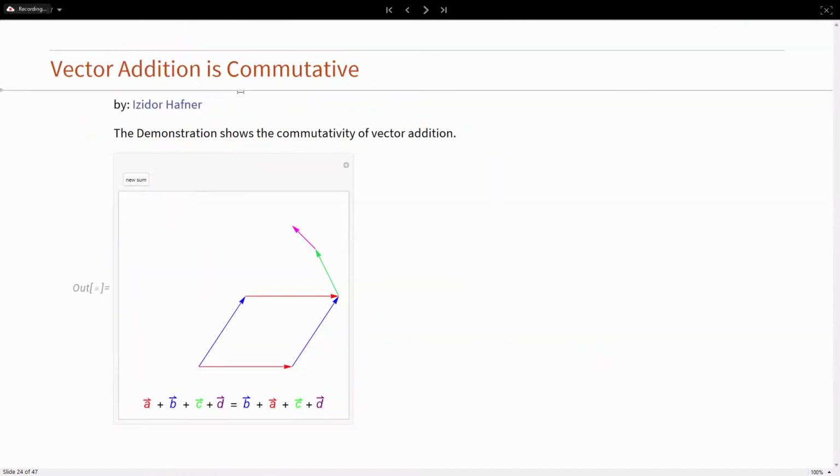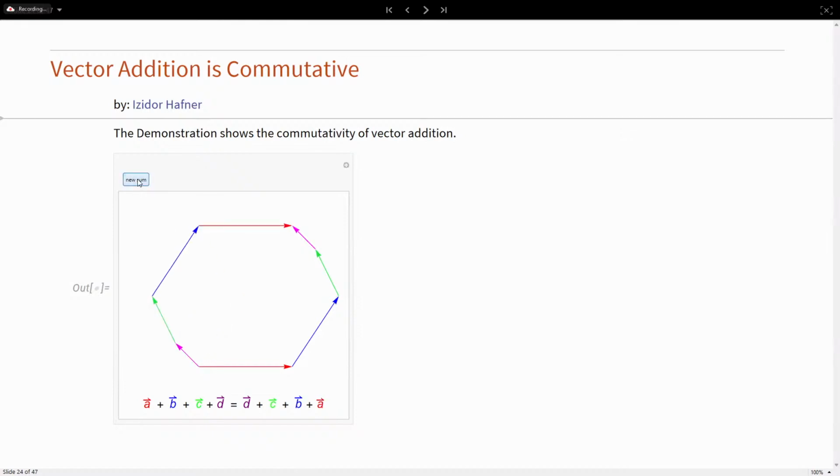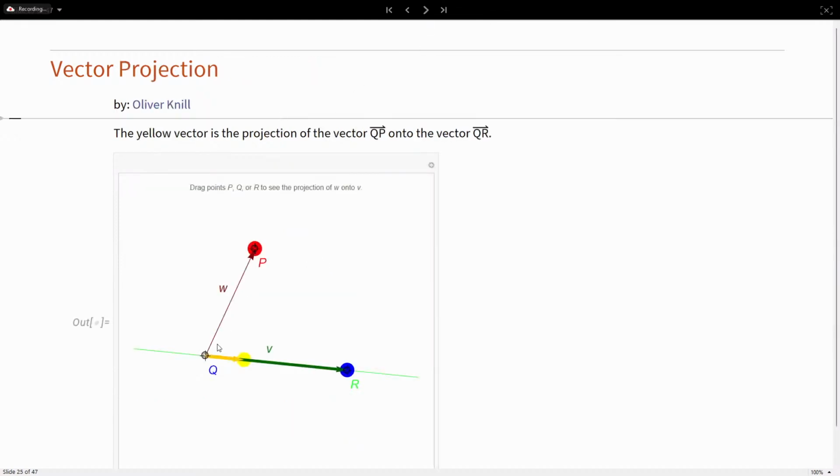So backing up a bit, once you have a series of vectors, it doesn't matter what order you give them in, you always will get to the same spot. So this commutativity property is useful for simplification. We can also project vectors. For example, projecting this point onto this vector, we get there.